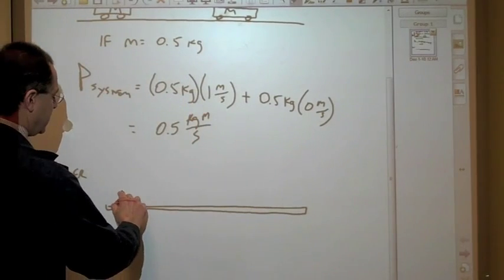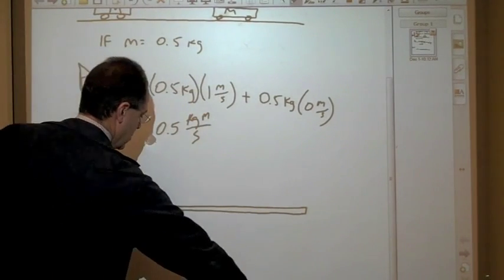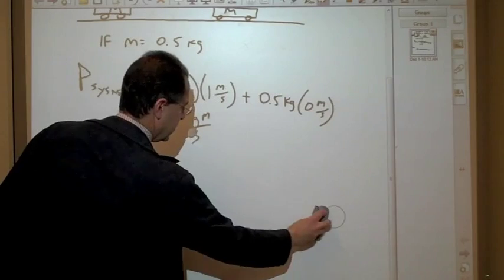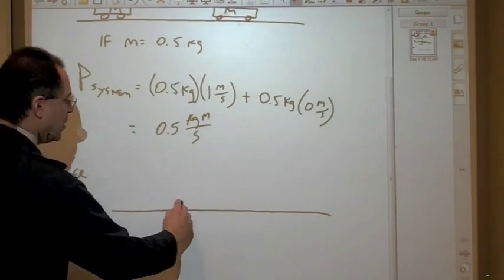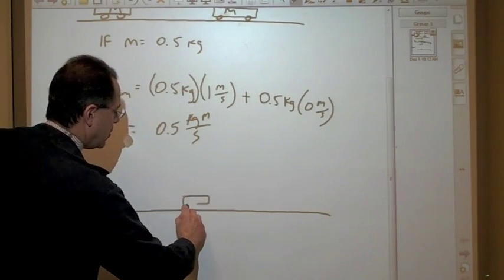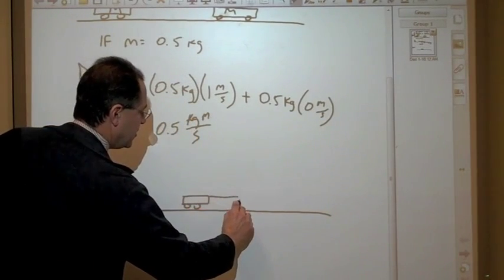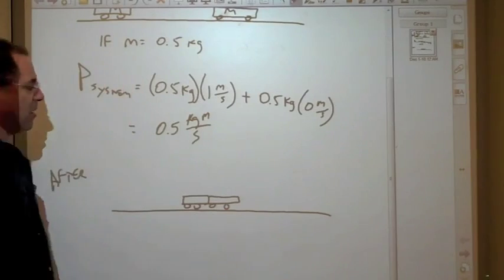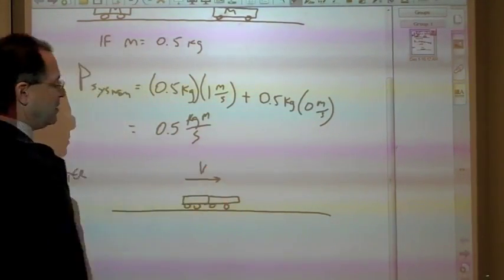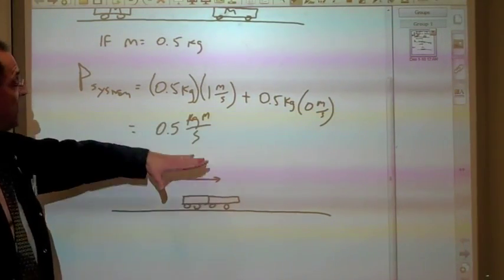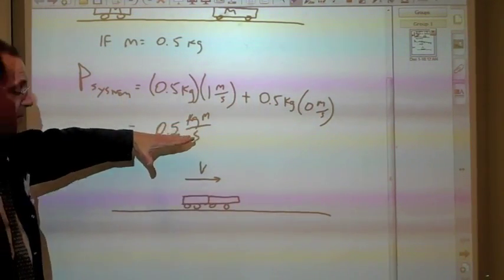After, here's our situation. We've got our surface. We just drew our surface as a straight line, so let's make sure we draw it in the same way. We've got the first cart, and it's stuck to the second cart. And it's moving away at some velocity. But the total system momentum has to remain at this number.